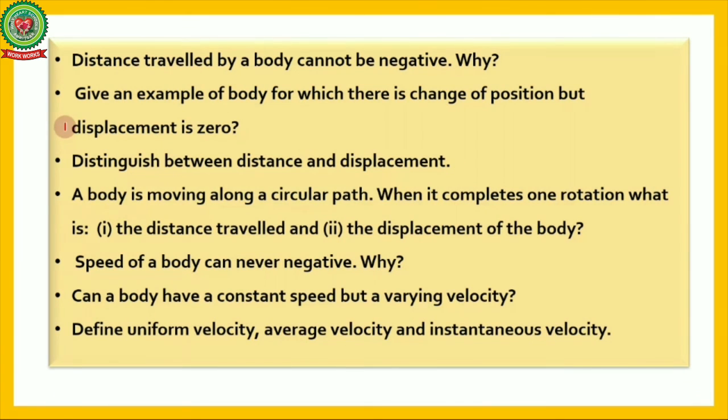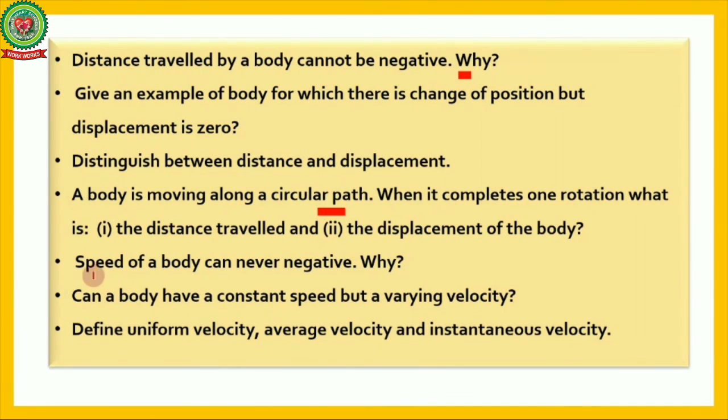Now let's discuss some questions. Question number 1: distance traveled by a body cannot be negative. Why? Question number 2: give an example of a body for which there is a change of position but displacement is 0. Next question: distinguish between distance and displacement. Question number 4: a body is moving along a circular path. When it completes one rotation, what is, number 1, the distance traveled, and number 2, the displacement of the body?